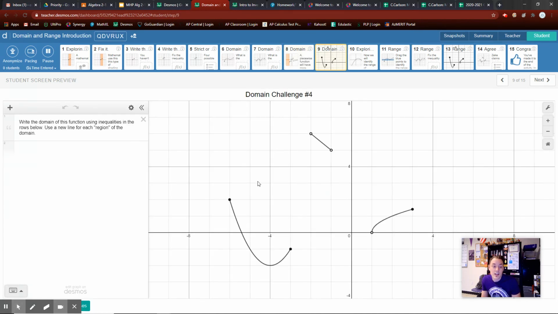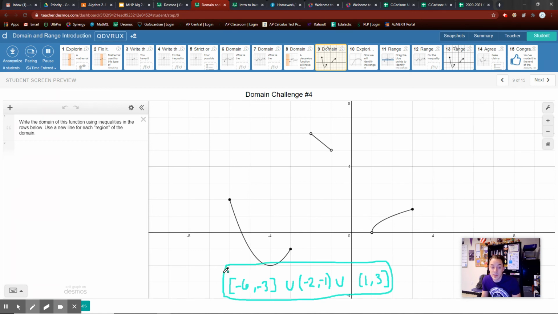Now I want you to find, just straight up the challenge, what the domain is. I'll give you a hint by using domain interval notation. This is going to be -6, -3, bracket, union, and then starting right here, that's going to be -2. So parentheses, -2, and then -1, and then union, and then this is going to be 1 to 3, bracket. This is what it looks like in interval notation, but yes, you're going to be using inequalities.